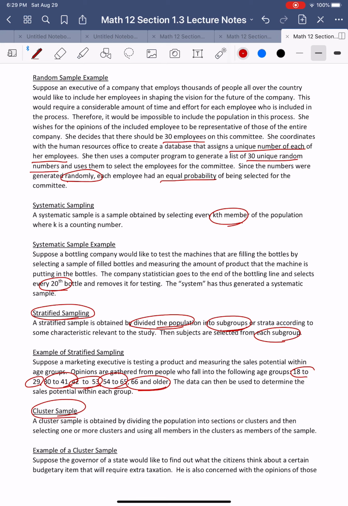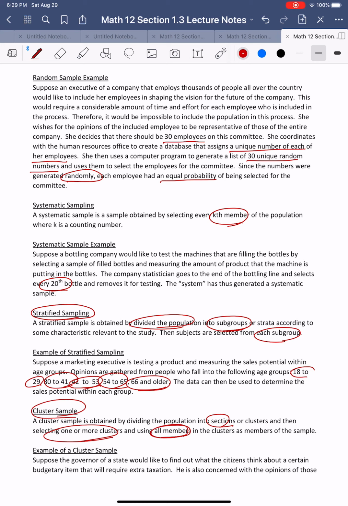The cluster sample. The cluster sample is obtained by dividing the population into sections, or clusters, and then selecting one or more clusters and using all the members in the cluster as members of the sample.